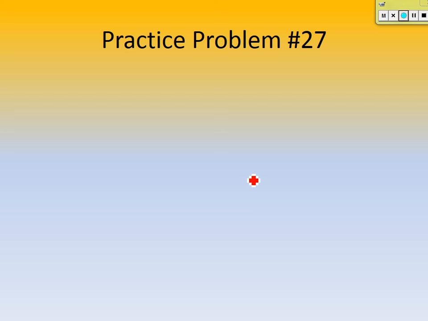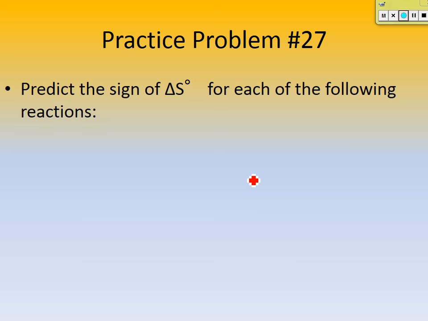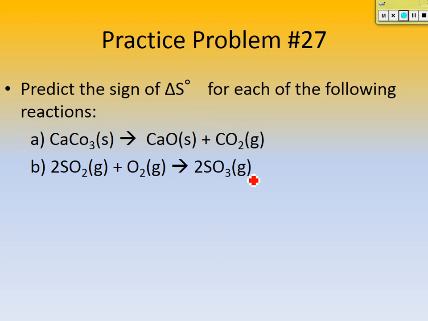Okay, practice problem 27. Let's see if you guys can do this. Predict the sign for the change in entropy for each of the following reactions. So I'm going to put them up right here. I would like you guys to try this on your own. In your notes, tell me whether the sign is going to be positive for entropy or negative for entropy on both A and B. Let me give you some time to do that. If you're watching the video, please hit pause. Try it on your own first.